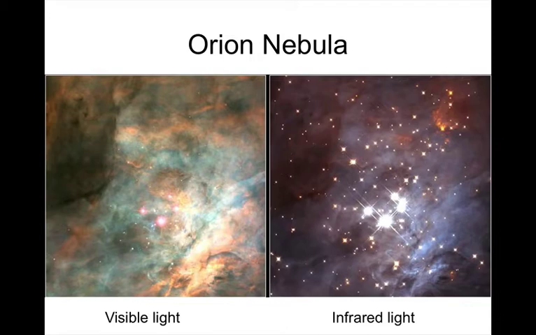So unlike the Bok globule, here again we have the Orion Nebula in visible light on the left and in infrared light on the right. But the stars that we're seeing here, these very bright stars in the infrared, and we can see through all the dust and gas, those are newly formed stars at the very center of the Orion Nebula.